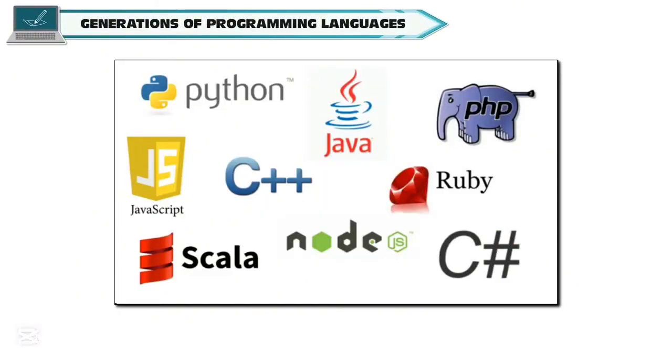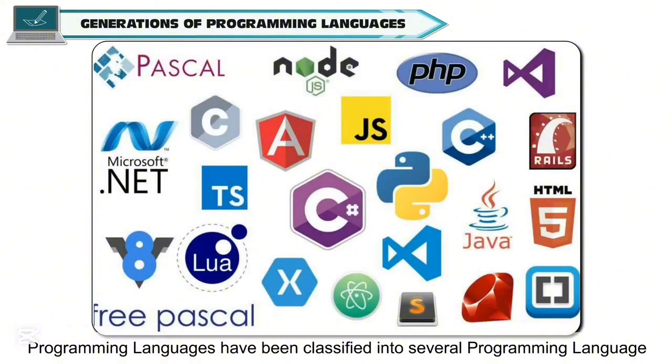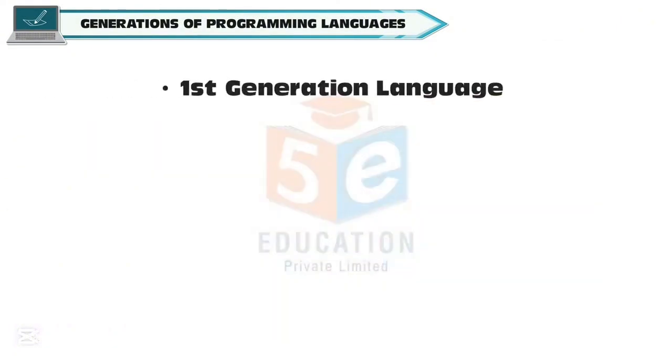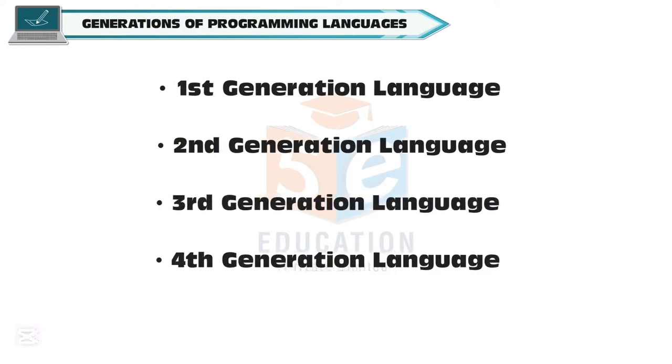Generations of programming languages. Many programming languages have been created and many more are being created every year. Programming languages have been classified into several programming language generations. These generations are first generation language, second generation language, third generation language, and fourth generation language.